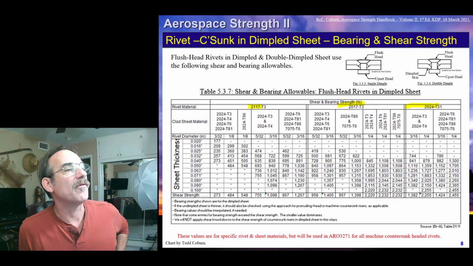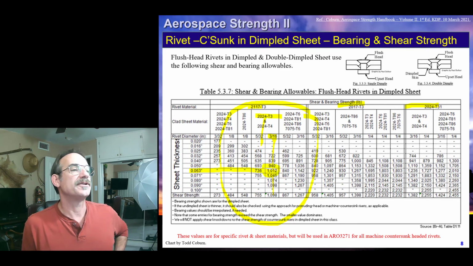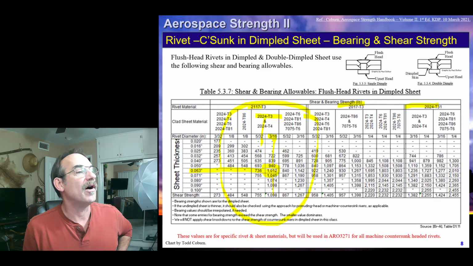And then for whatever rivet material, let's say we have a 2117, you then will go and figure out, okay, what kind of sheet material do we have? Let's say we have 2024 T3. Let's say we have a 3/16 rivet. That means we're here. If we have .063 sheet, then our allowable is 1012. If we have .090 sheet, our allowable is 1098. And our shear strength happens to be 1098. So for anything above 0.09, our strength is 1098 and it's shear critical.